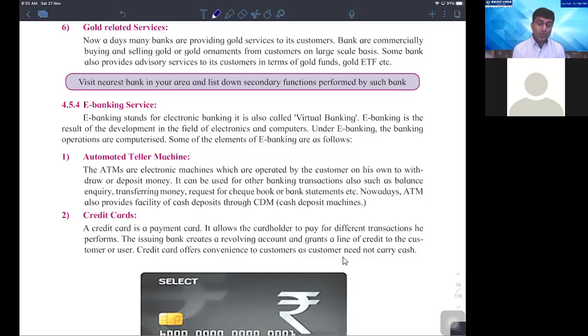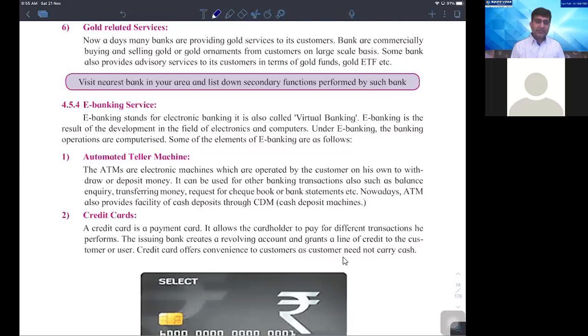Please understand, gold loan is a different thing and buying and selling the gold is a different thing. If you take the example of Muthoot kind of company, Muthoot Group, those companies not only give the loans, but they also buy and sell the gold. Some bank also provides advisory to its customers in terms of gold funds or gold ETF. ऐसा बहुत कम बैंक करती हैं जैसा मैंने कहा, but still there are certain manager level people who are doing these kind of activities. So this is about the different functions of bank.